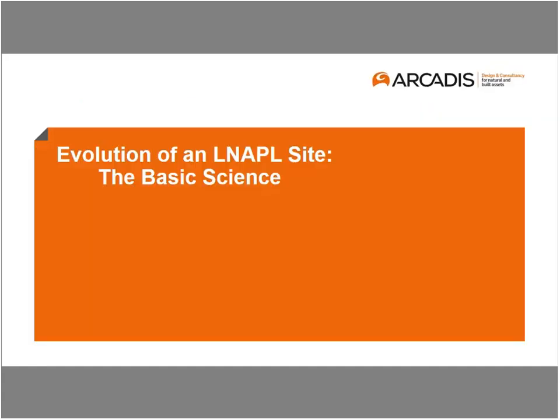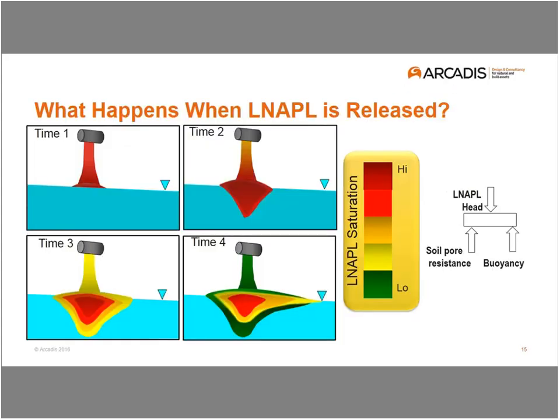So let's start out with the basic science of what's going on when there's an LNAPL release. So we start here at time 1. Let's see if we can pull up an arrow here. Or even better, the laser pointer. So here we are at time 1. The LNAPL here is shown in red, grading from red to green in these set of panels. At time 1, we've got an LNAPL release from, say, an underground storage tank.